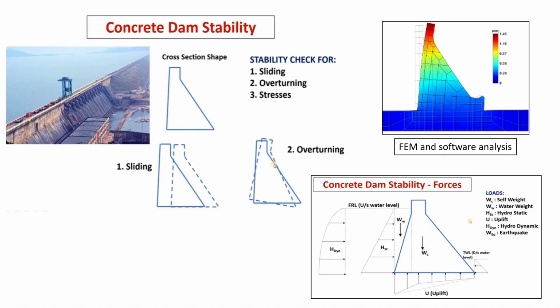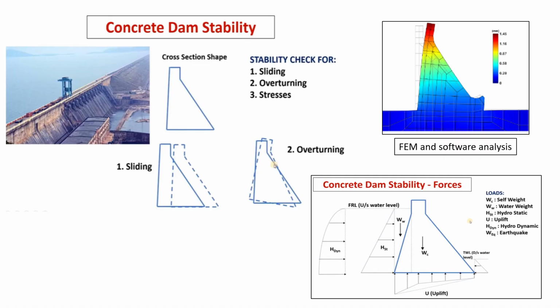Whereas earthen dams are soil type and their strength comes from the shear resistance of soil. This is the major difference. If we see concrete dams, we have to do the stability check for sliding, overturning and stresses. Sliding means if the horizontal force is large and there is less resistance force, the dam will slide in the horizontal direction.